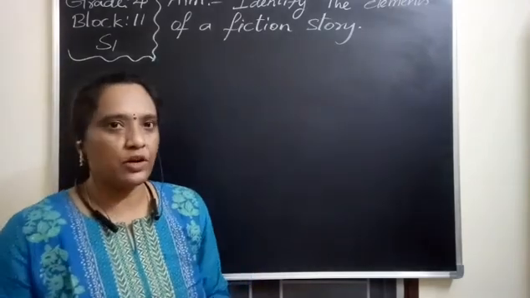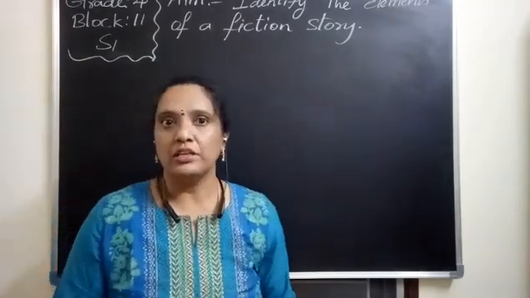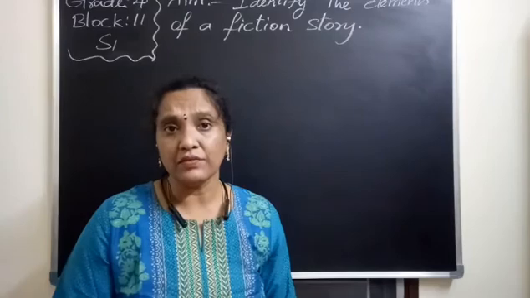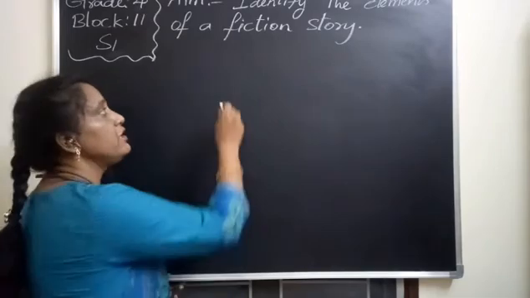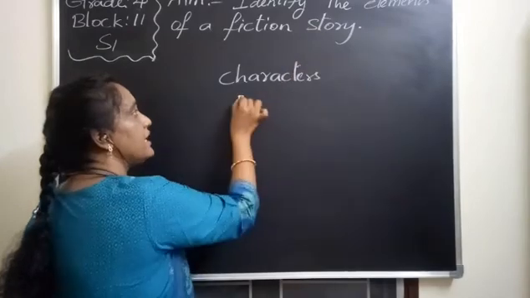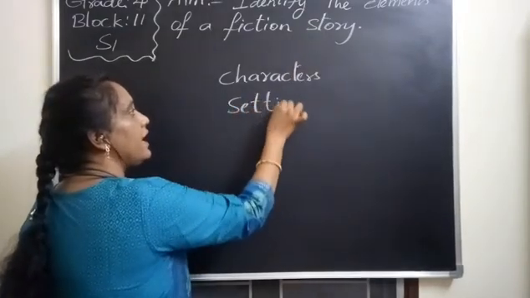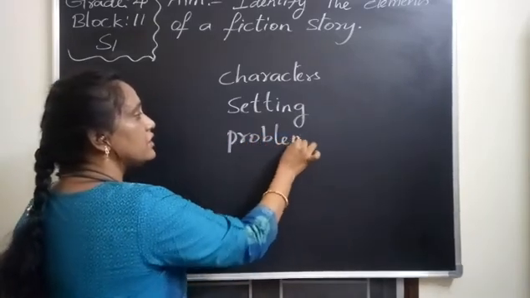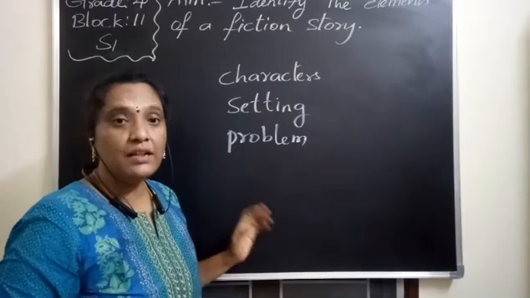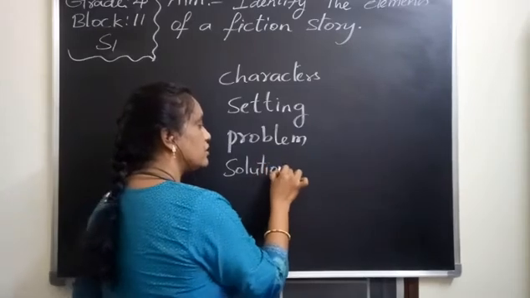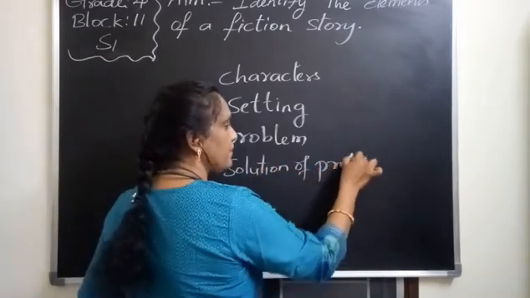We are going to read a story, and in that we go with the rabbits. So what are the elements of a fiction story? As we discussed previously, for every story first of all we want to take the characters, then the setting of the story, then the problem in the story. After the problem we want to find the solution of the problem.